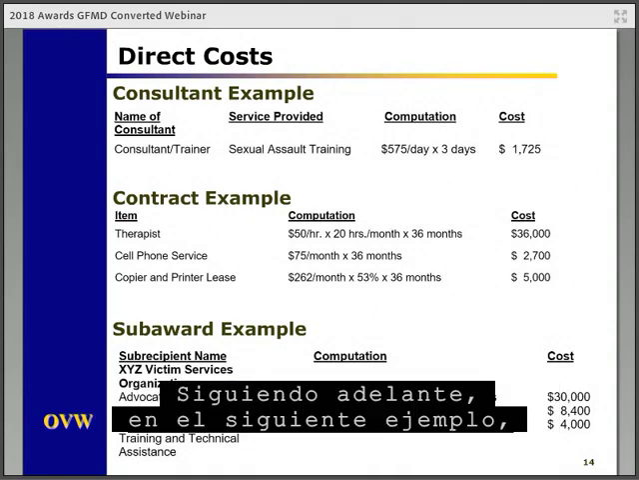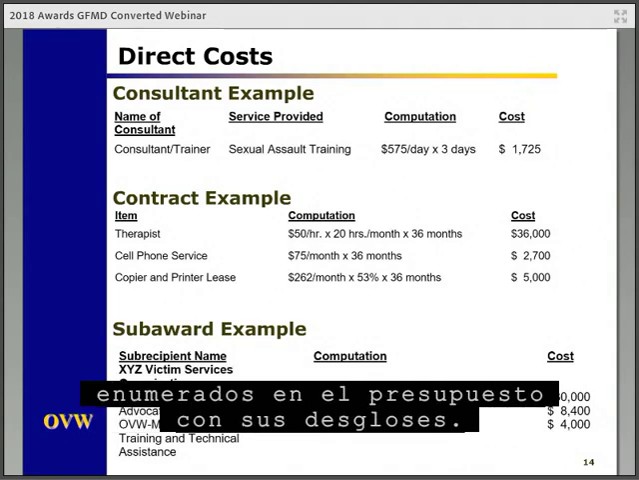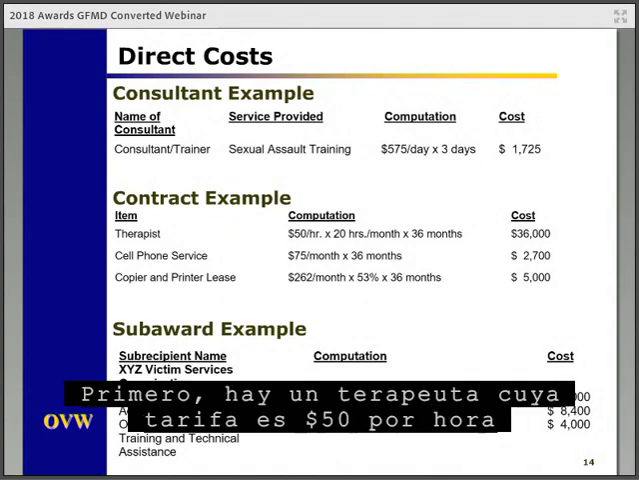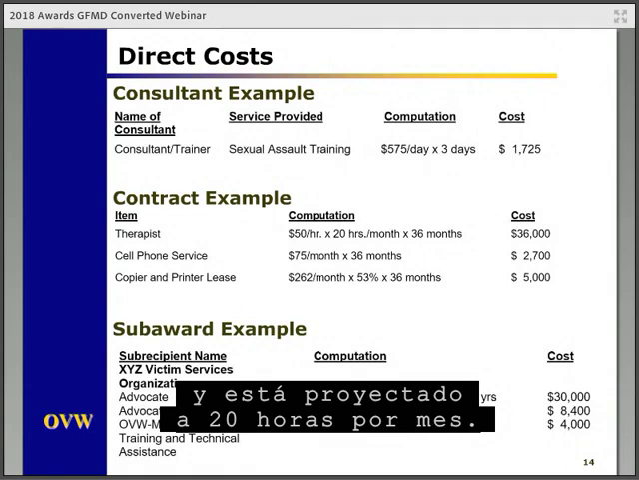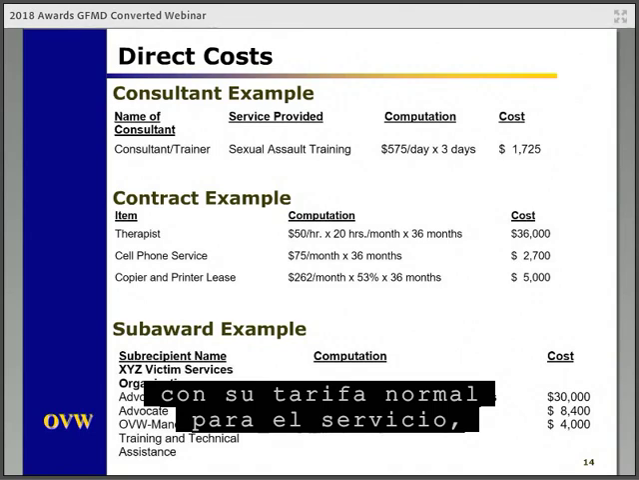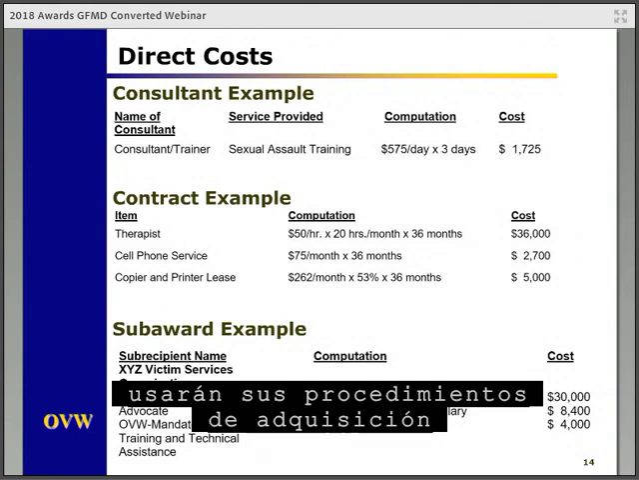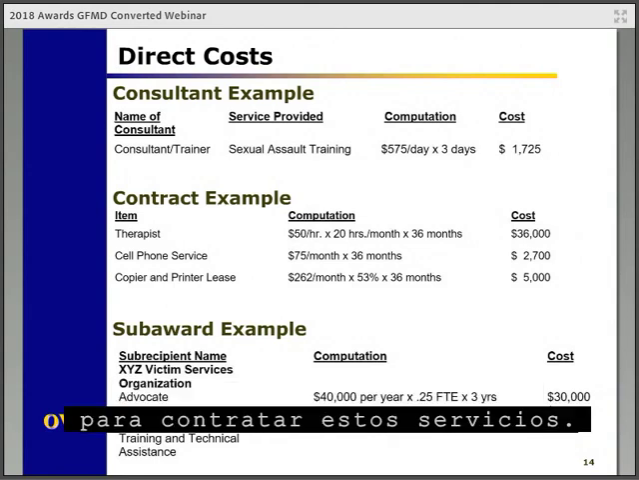And now moving on, in the next example, we have various types of contracts listed with their breakdowns in the budget. The first is a therapist whose rate is $50 per hour and projected at 20 hours per month. This rate should be consistent with their normal fee for service, and if you're awarded, you'll use your procurement procedures to contract for these services.